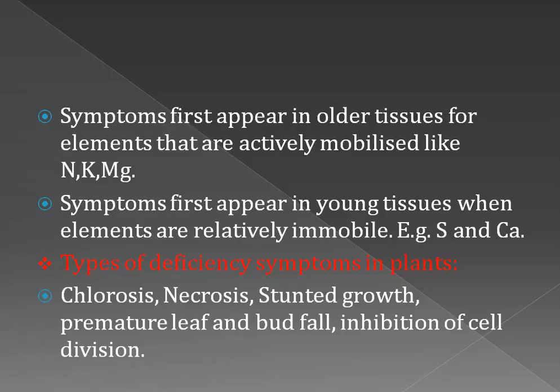Deficiency symptoms tend to appear first in young tissues whenever elements are relatively immobile and not transported out of mature organs. For example, sulfur and calcium. These are part of a structural component of cell, so not easily released. Kinds of deficiency symptoms in plants are chlorosis, necrosis, stunted plant growth, premature fall of leaves and buds, and inhibition of cell division.